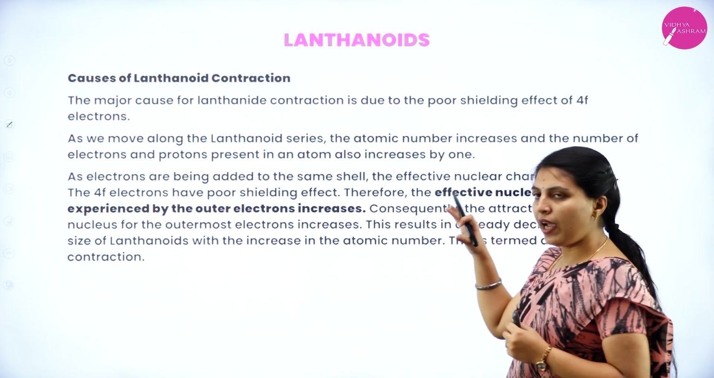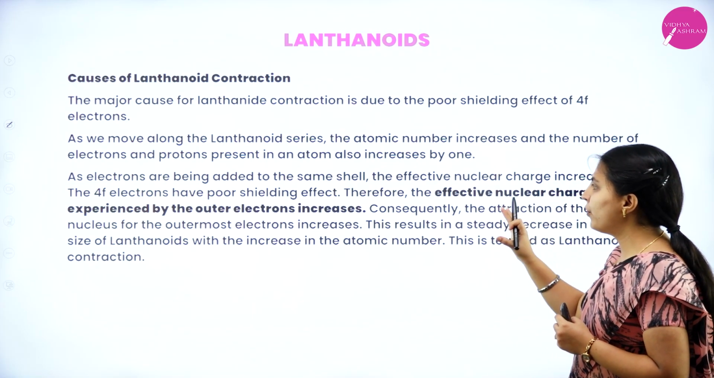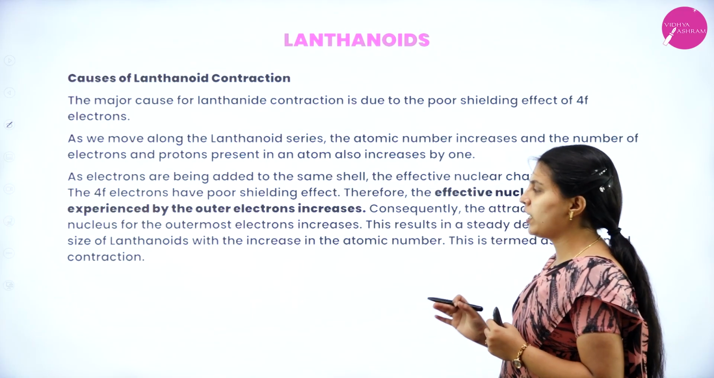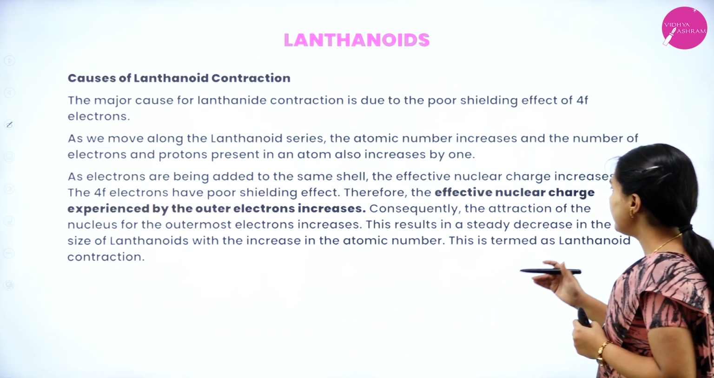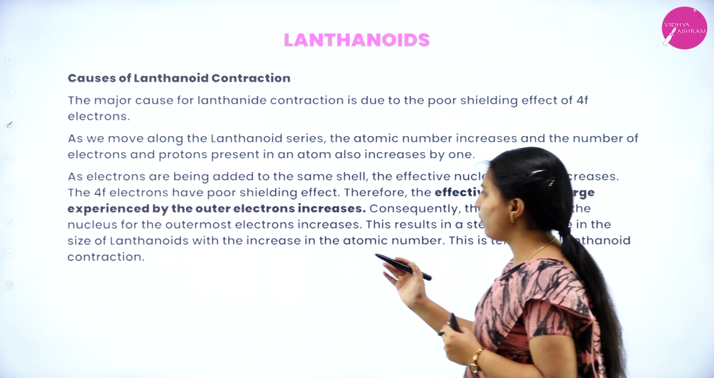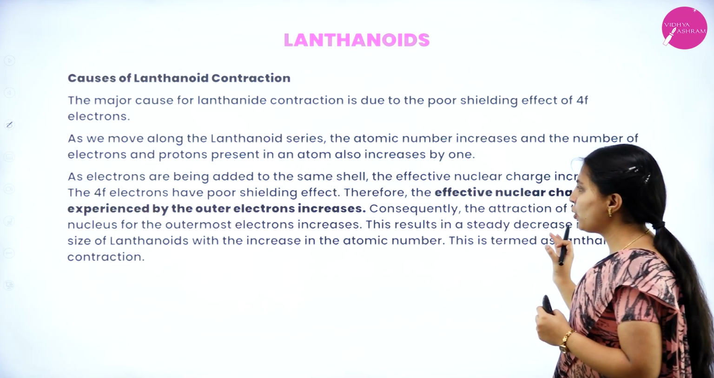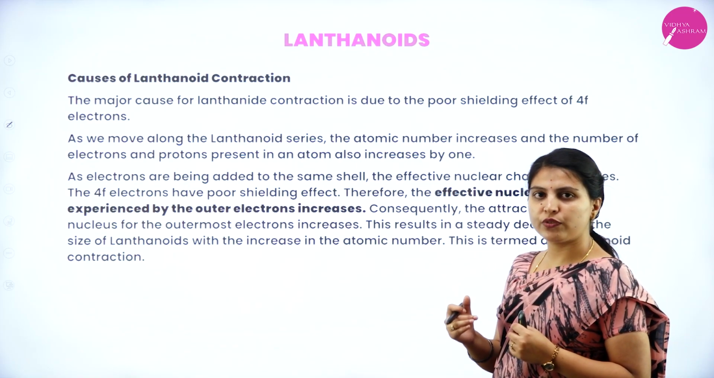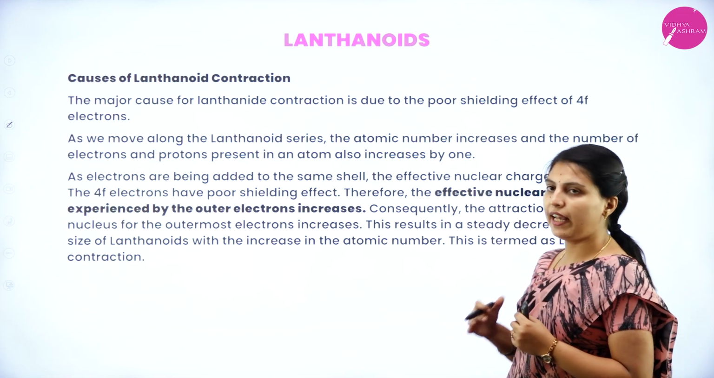But it will happen in the same shell, so it will face poor shielding effect, and the effective nuclear charge experienced by the outer electrons increases. Consequently, the attraction of the nucleus for the outermost electrons increases. This results in a steady decrease in the size of lanthanoids.